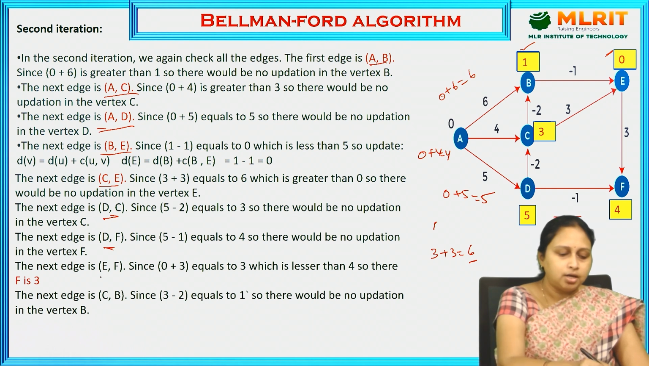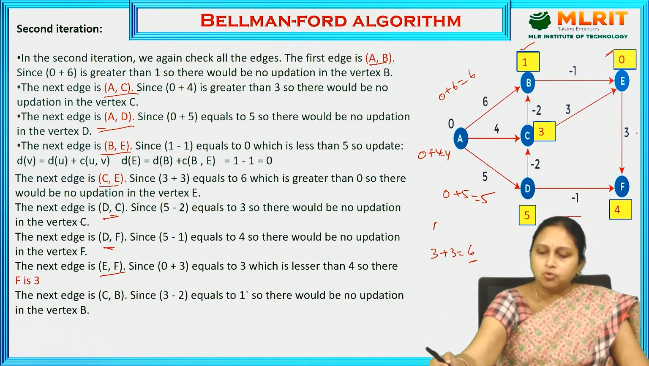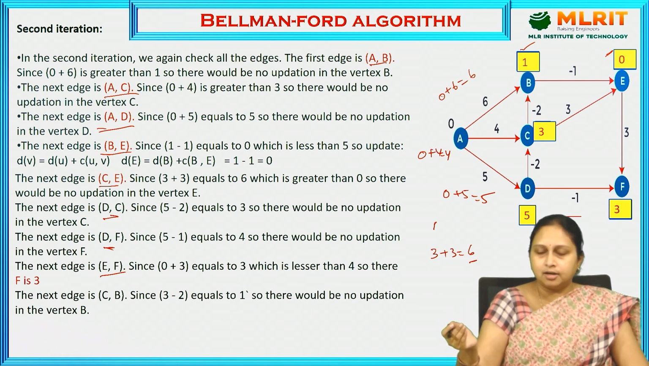Next, we have E to F. E to F, we have 0 plus 3. So, we are going to replace 4 with 3. Why? Because already we have 4. 4 is greater than the 3 value. The minimum value is 3. So, I am going to replace with this 3. Next, we have the last one, C to B. C to B, you have 3 minus 2, that is 1.